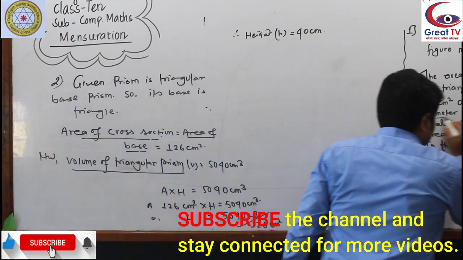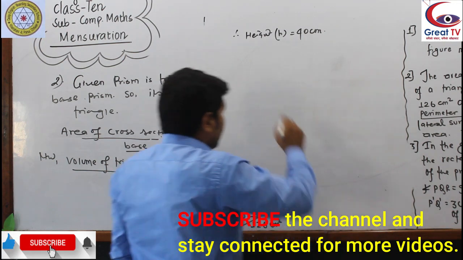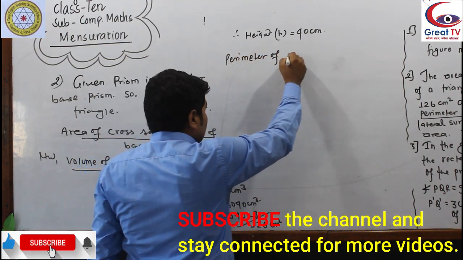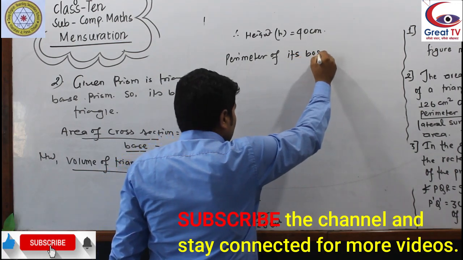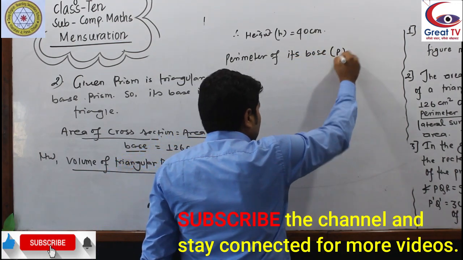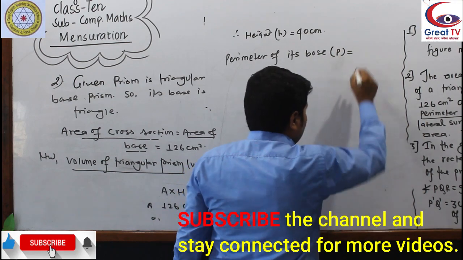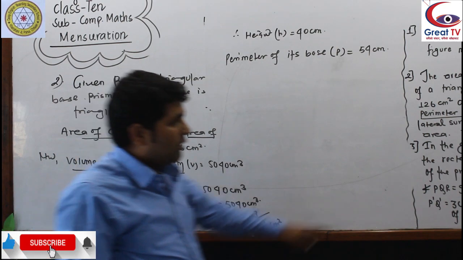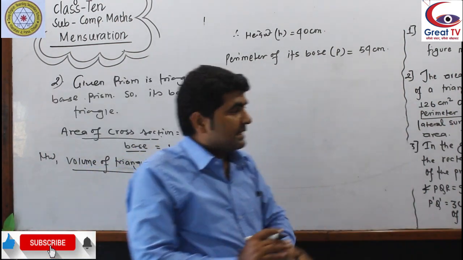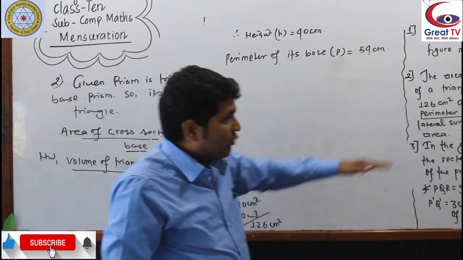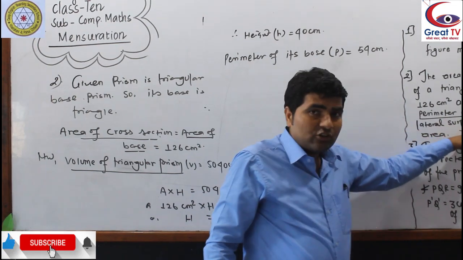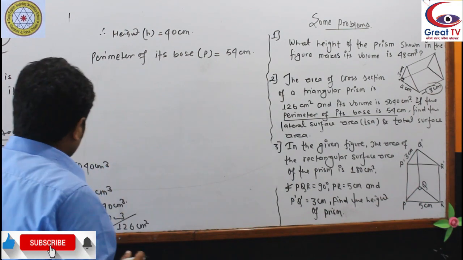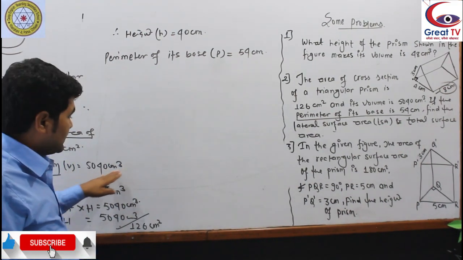Another one, perimeter of its base. P equals 54 cm. To find the value of LSA and TSA of that prism. LSA is lateral surface area, and the other is total surface area. The value of volume is already given here, 5040 cm³.